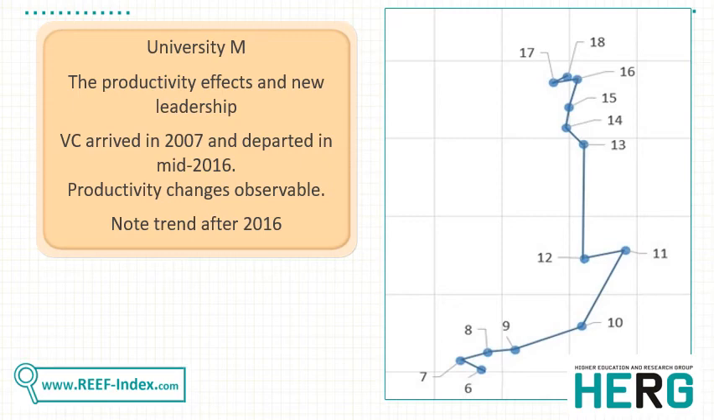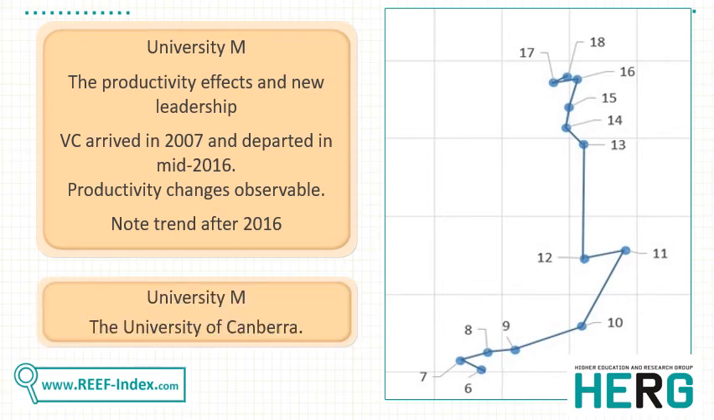Between 2007 and 11, there was significant education productivity growth. A change of strategy, and this was associated with a decline in productivity between 2011 and 12, but thereafter there was very strong research productivity growth, ending in 2016. This is the University of Canberra.